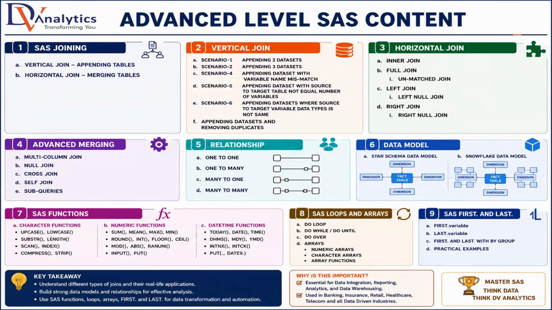We also completed the joins. Horizontal join is merging tables. Inner join, full join, unmatched join, left join, left null join, right join, right null join. We discussed that. We also completed the advanced merging part: use of multi-column joins, null join, cross join, self join, and subqueries. That is what we completed in the last class.